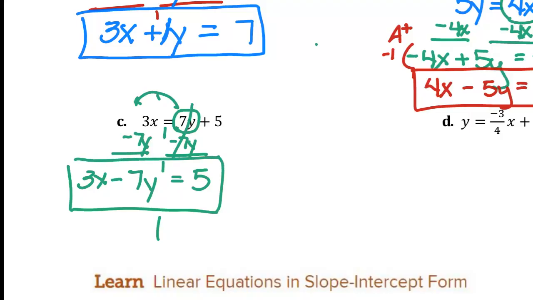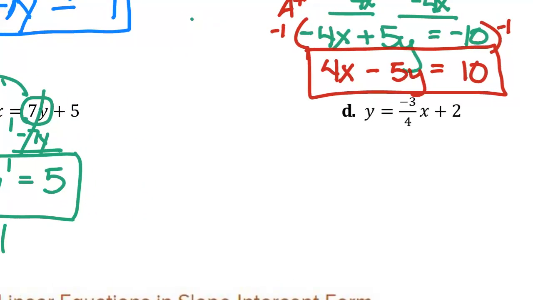All right, let's go to that last one. Oh, gosh. I should say last one in this section. What?